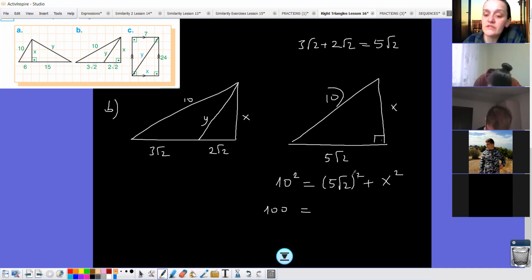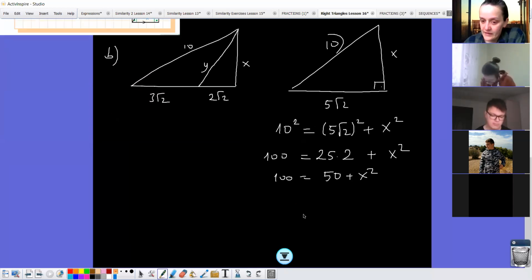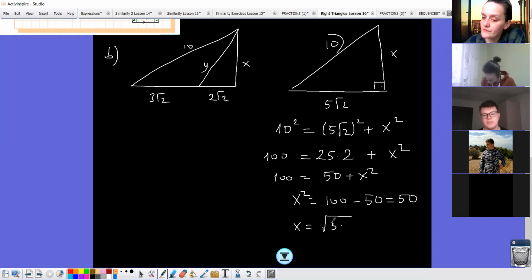100. Here, how will I take this square? 5 squared, which is 25, times root 2 squared. The square root and square cancel each other, yes? And plus x squared. So here I have 50. 100 is equal to 50 plus x squared. Then x squared will be 100 minus 50, which is 50. So x will be root of 50.